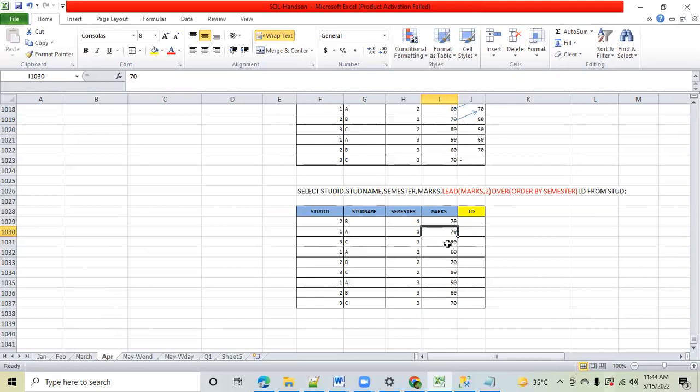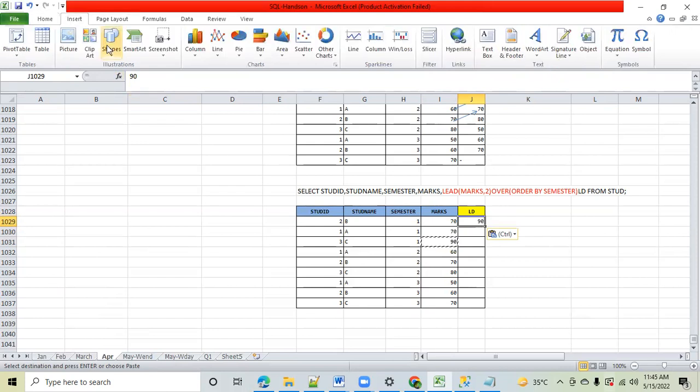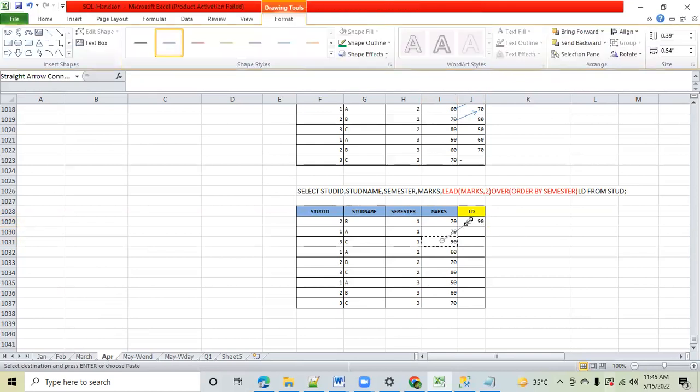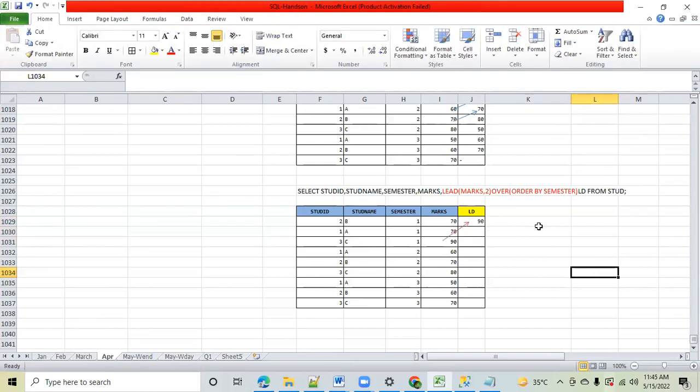No vacancy. 90, can you move 2 positions towards the upward direction? Do you have any vacancy? Yes. So this is the first position. This is the second position. So this 90 will be moved to this position. Now if I show this, this 90 is shifted to this. So this is the meaning of marks comma 2.